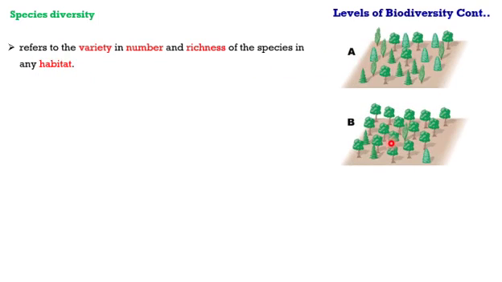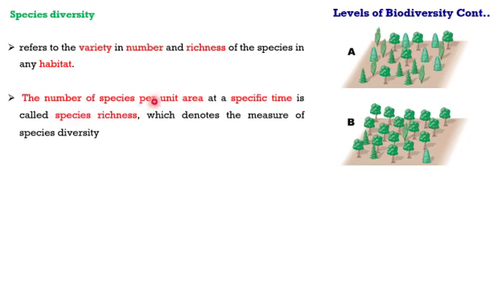So I have given an example. It's a forest, and we just divided the forest into two zones. This one is A zone and this one is B zone. Okay, so we want to measure the species diversity of these two zones. Before we talk more about this A and B zone, let's know the definition of species richness. The number of species per unit area at a specific time is called species richness.